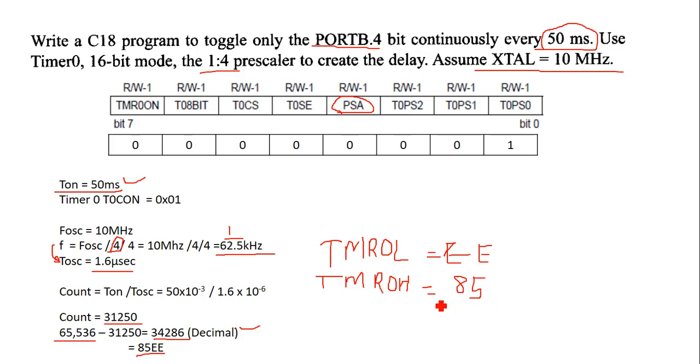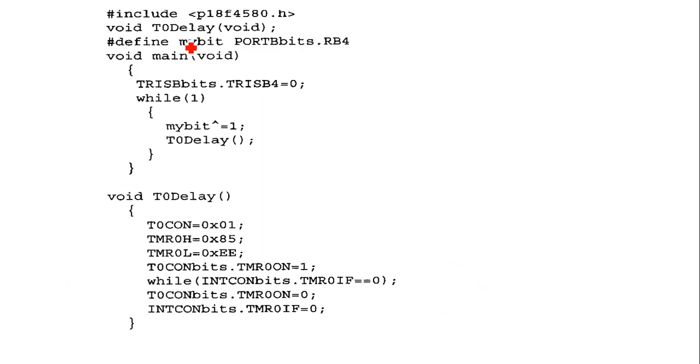Hash include, we are defining the header file for the PIC. Now a function is defined for the T0 delay. Then which bit you want to toggle is defined by the variable myBit. Now we'll start with the main program. TRISBbits.TRISB4 is equal to 0. That means your port B, fourth pin will be an output pin.